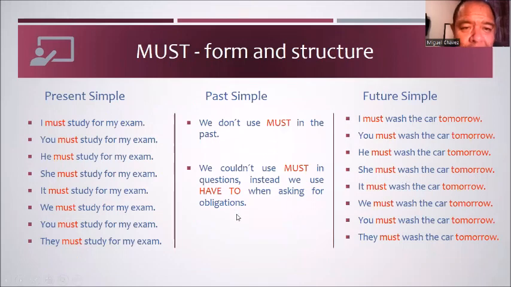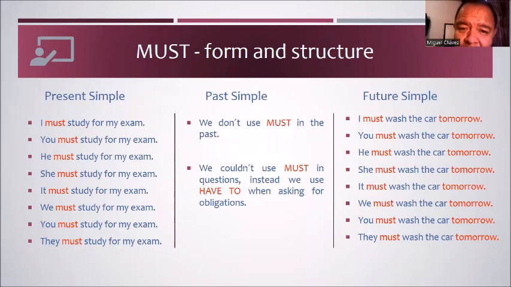Then we are going to check the use, the form, and the structure for must. I must study for my exam. Since must is a modal verb, remember that we use it with any subject. And after it, we have the base form of the main verb. I must study for my exam. You must study for my exam. He must study for my exam. We don't use must in the past because this is a modal verb and it is used in a specific situation.